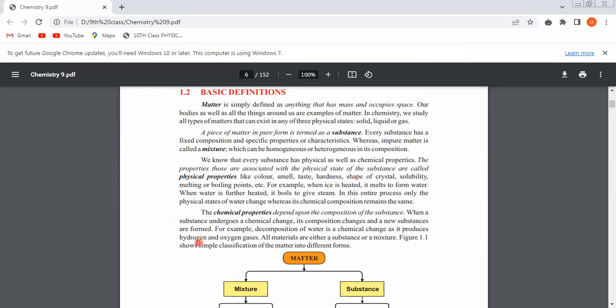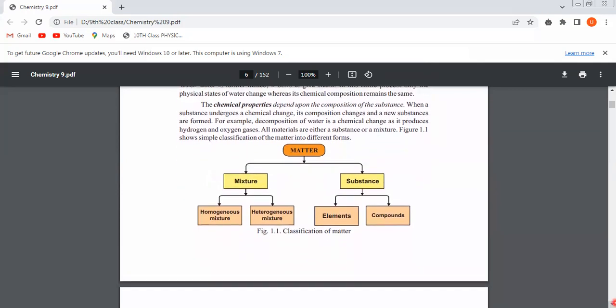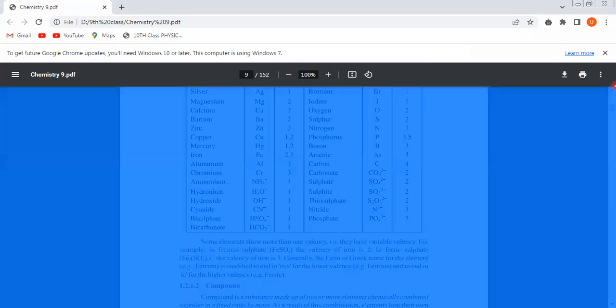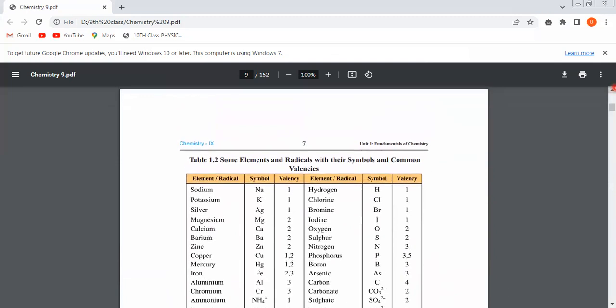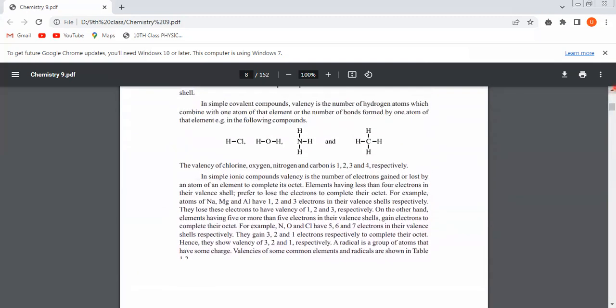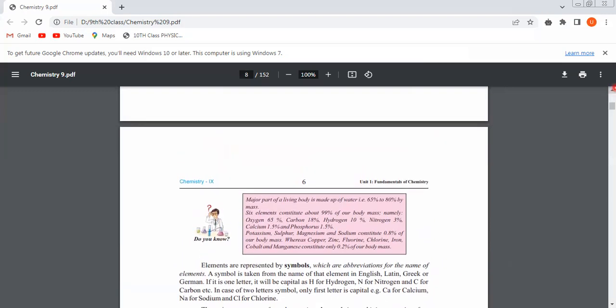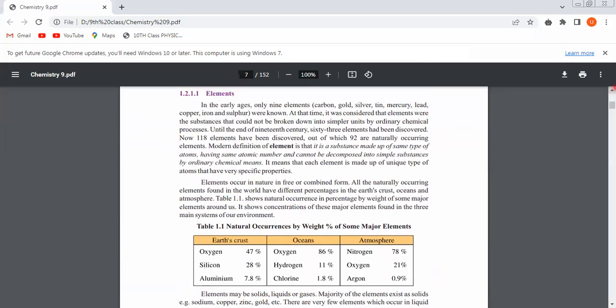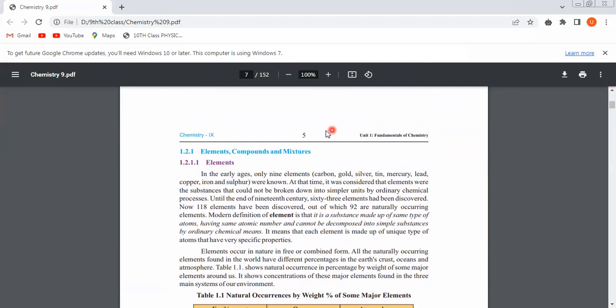All materials are either a substance or a mixture. So, simply, the classification of matter into different forms: matter, mixture, substance, homogeneous mixture, heterogeneous mixture, elements, and compounds. Elements, compounds, and mixtures. Elements.